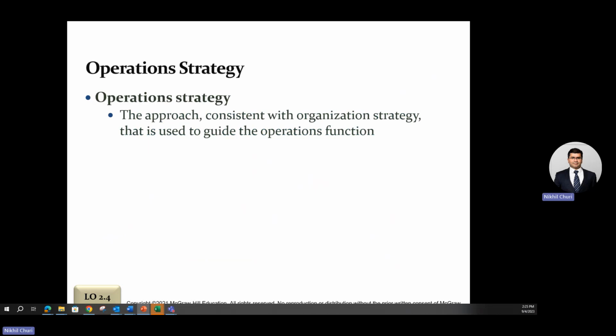The final one is the organization strategy. And again, these are high level. Within organization, you can still develop multiples of these strategies within the supply chain or international or sustainability or operation strategies as well. So an operation strategy is nothing but the approach consistent with the organization's overall strategy that is used to guide the operations functions.